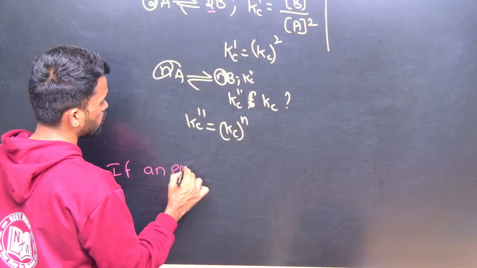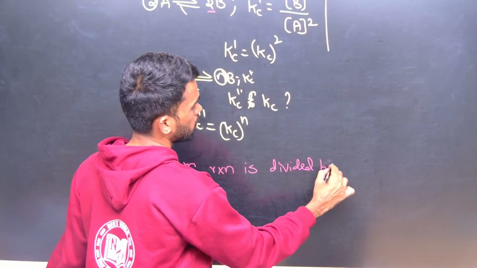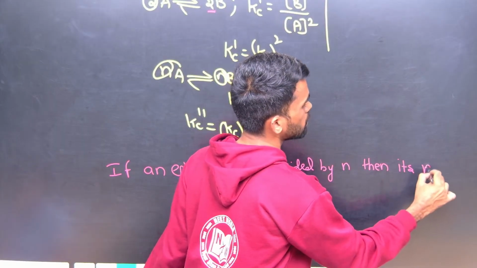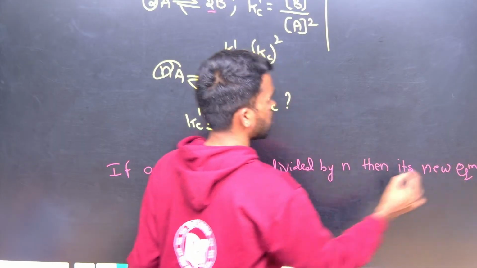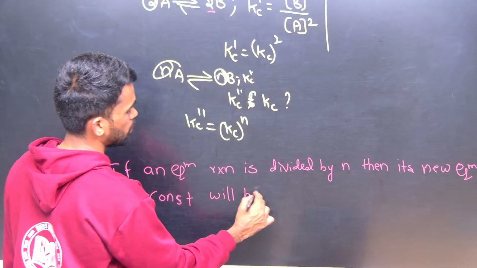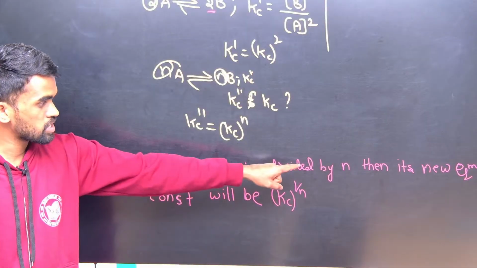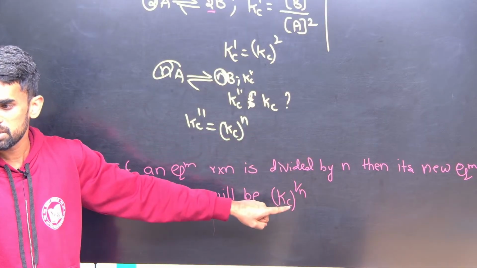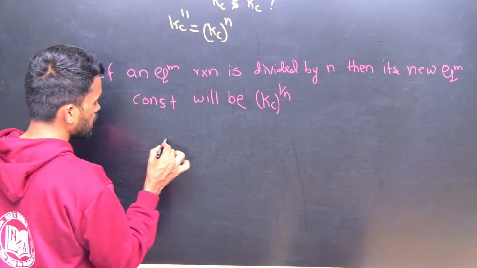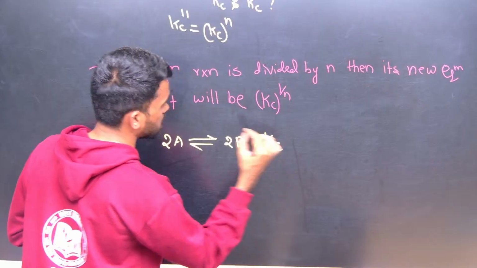So if an equilibrium reaction is divided by n, then its new equilibrium constant will be Kc to the power 1 by n. What I am saying is, if the reaction is divided by n, its equilibrium constant becomes Kc to the power 1 by n. For understanding purposes, we will take this equation. See here, I am taking 2A gives rise to 2B. For this, I am saying the equilibrium constant is Kc.